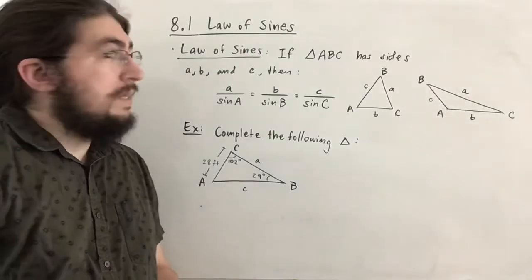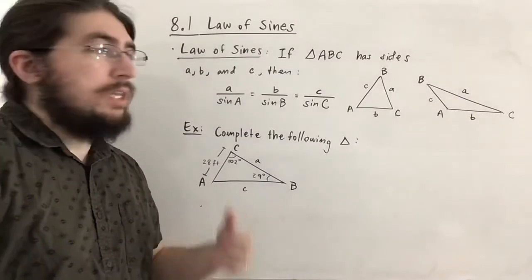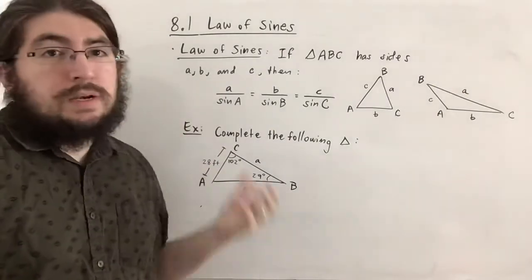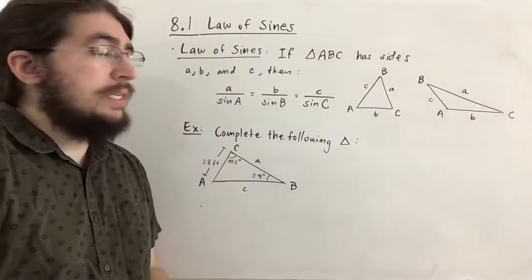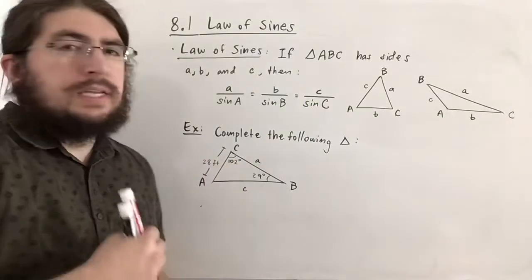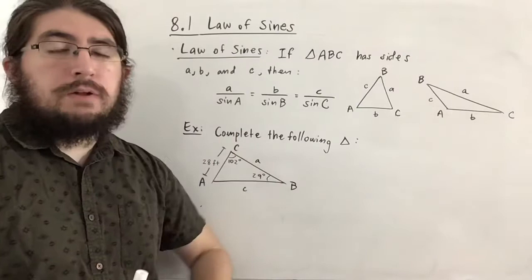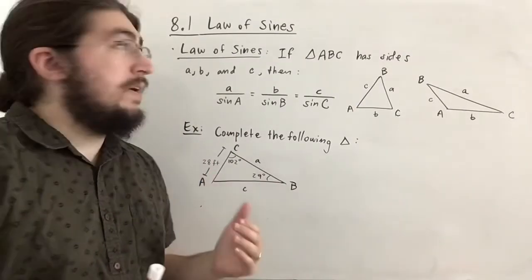Hello everyone, here we'll be discussing chapter 8.1, which is a section on what is called the law of sines. And the first thing we need to talk about, of course, is the law of sines. Now, the law of sines basically is a relationship between the angles of a triangle and the side lengths of a triangle that, of course, involves the sine function.